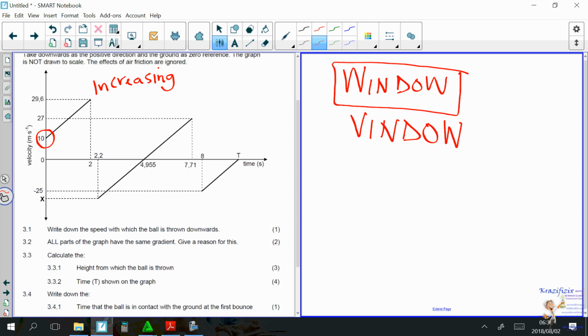You know what this simply means? It means the velocity of an object will increase when the object is moving down, if it's a free fall.